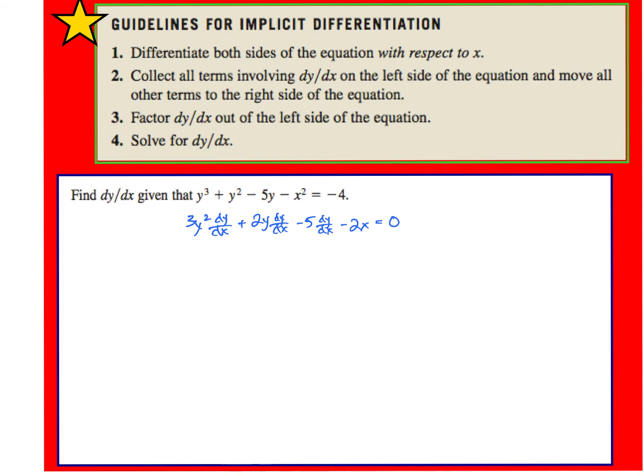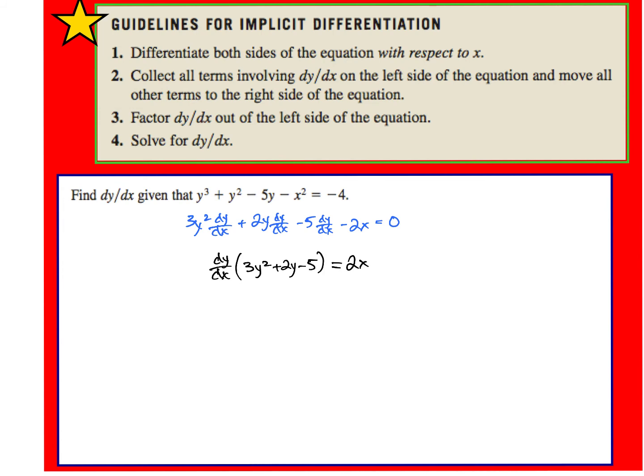All right, so now I need to get all my dy/dx's together, and I need to get my non-dy/dx's over to the other side. So I personally would add 2x to the other side. You following me? So I'm going to add it over. And now, what can I do with all these dy/dx's? I can factor it out. So I'm going to factor out a dy/dx. And what am I left with? 3y squared plus 2y minus 5.